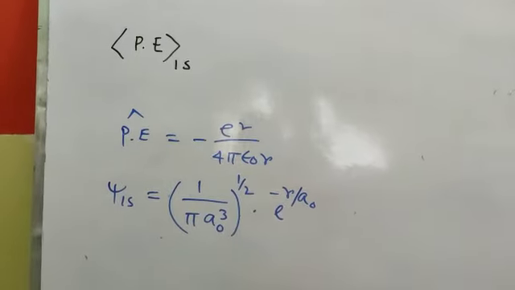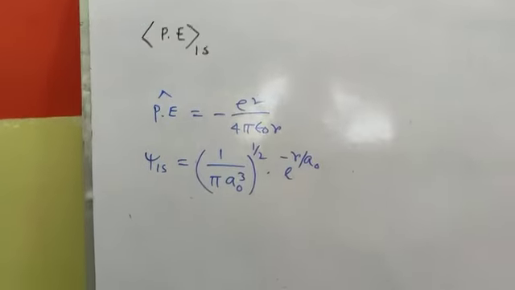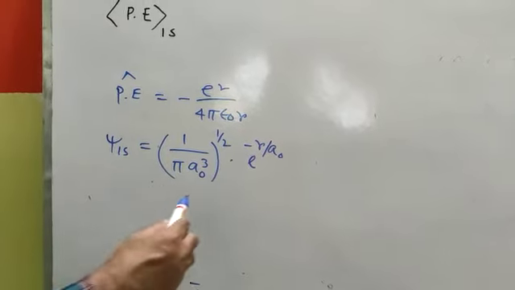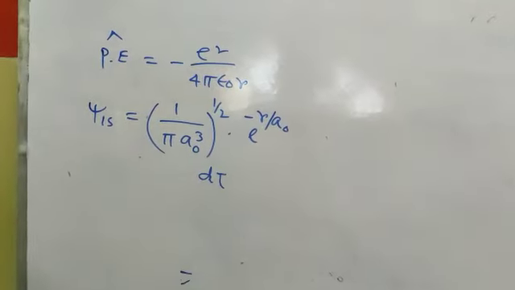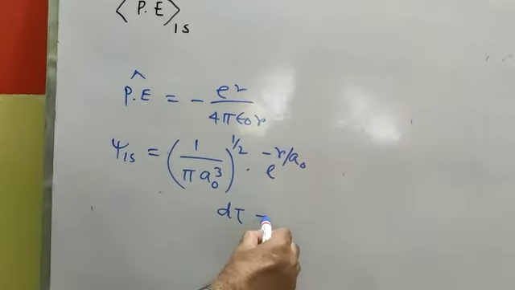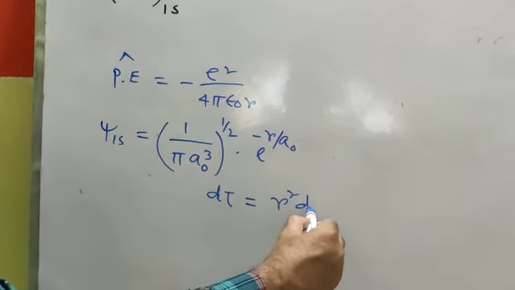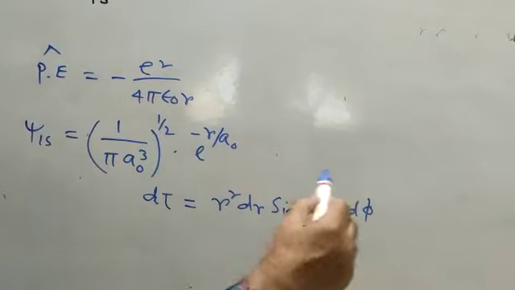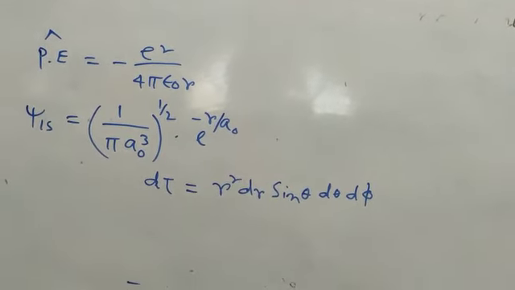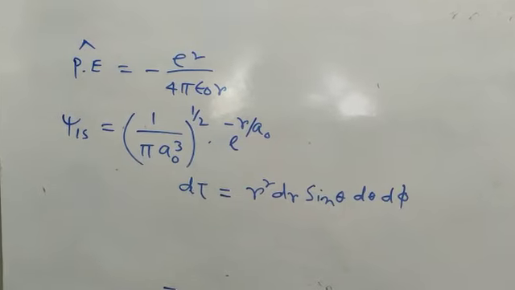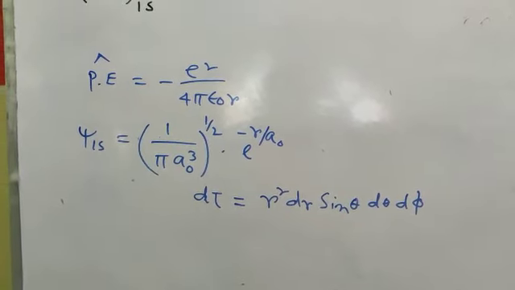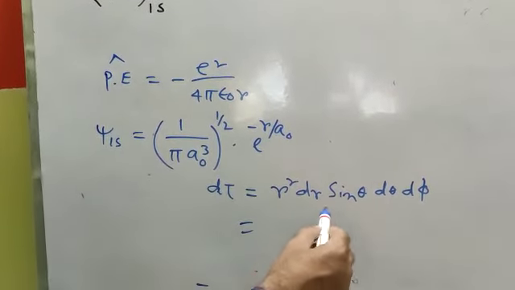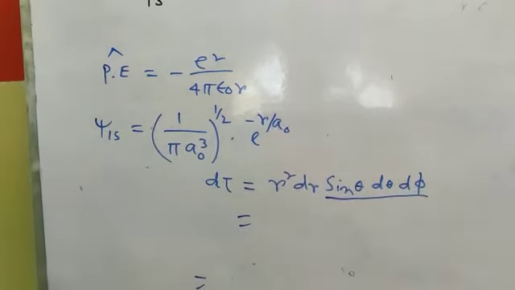Now as the hydrogen system is a spherical one, we have to calculate the average property taking spherical coordinates. Now this d tau, the volume element which is required in the integration part, is basically r square dr sin theta d theta d phi in the spherical system. But as potential energy is only a function of distance, it doesn't depend on the angular part. So here we have to fully integrate the angular part.